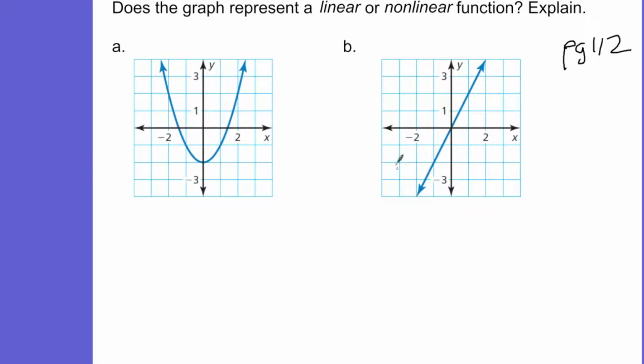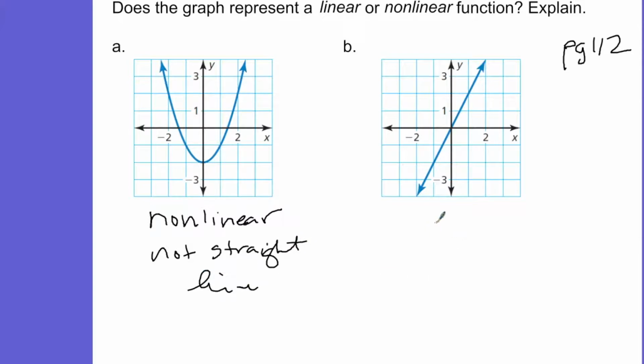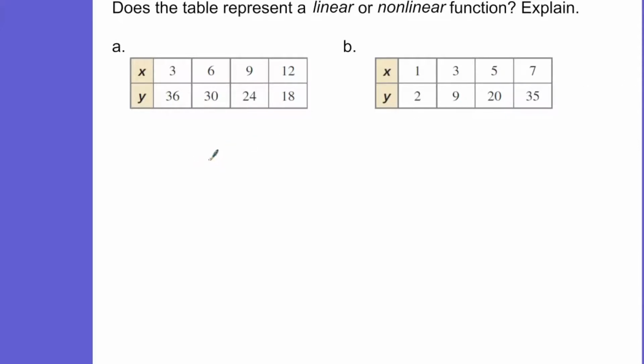Okay, here's example 1. Take a look at this picture. Is this a linear or nonlinear function? It is nonlinear. Why is it nonlinear? It's not a straight line. Okay, not a straight line. This one, linear or nonlinear? Linear. So it's pretty good. Okay, let's move on. Now we have tables. The first one was a graph. Now we have tables, and we have to check to see if it has a constant rate of change.